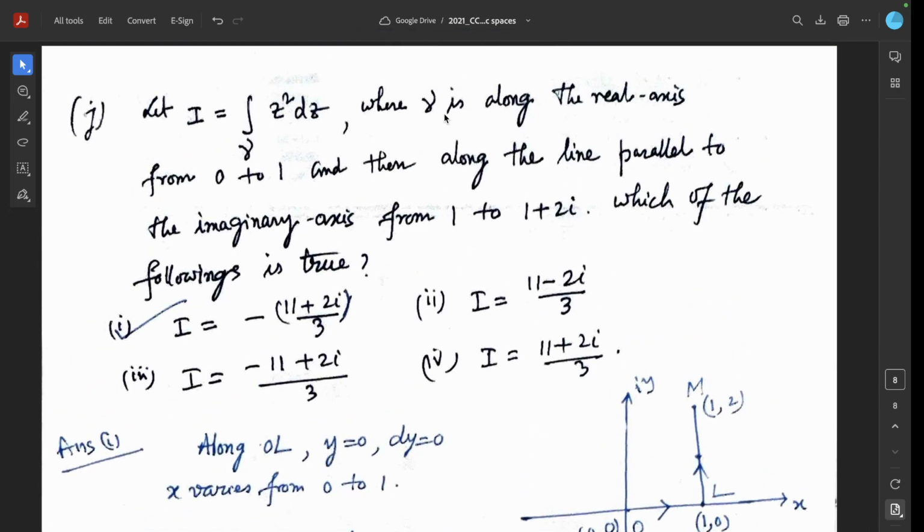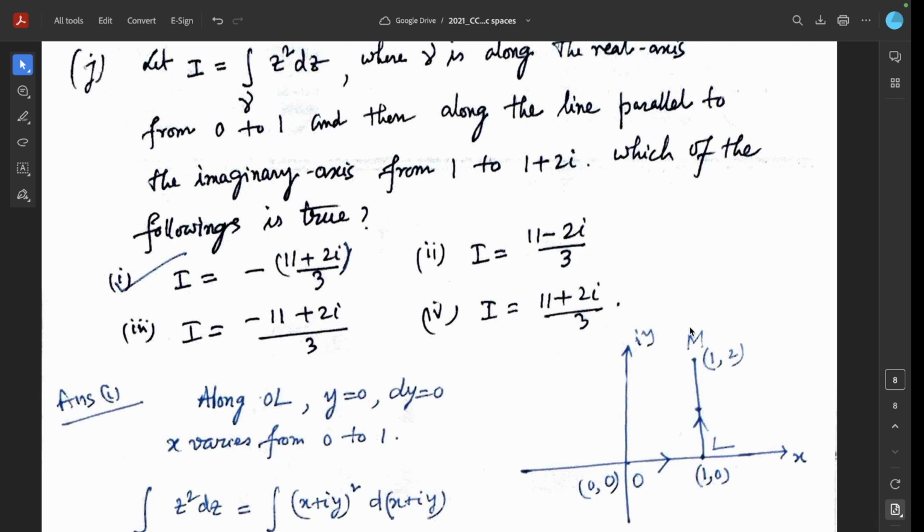From the real axis, gamma is this path along the real axis from 0 to 1. So this is 0 to 1, that is (0,0) to (1,0). And next, the path parallel to the imaginary axis from 1 to 1 plus 2i. By ordered pair notation, this is (1,2), that is 1 plus 2i. So L to M. First we travel from O to L, then L to M.